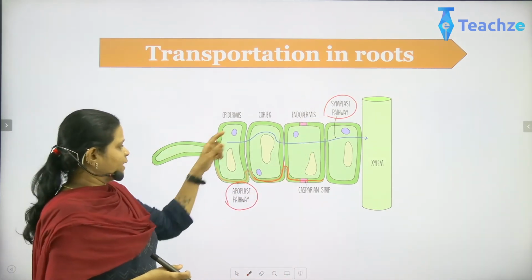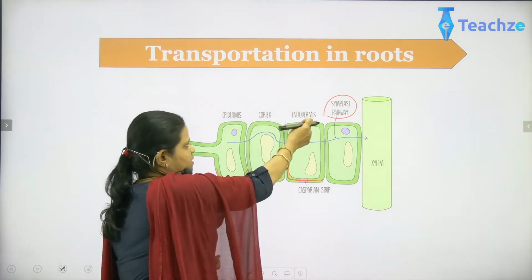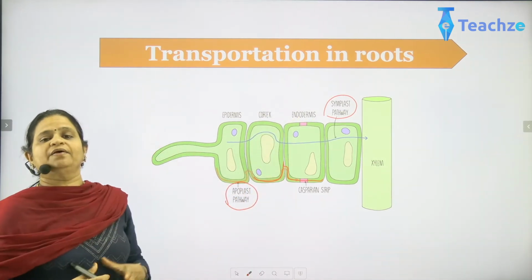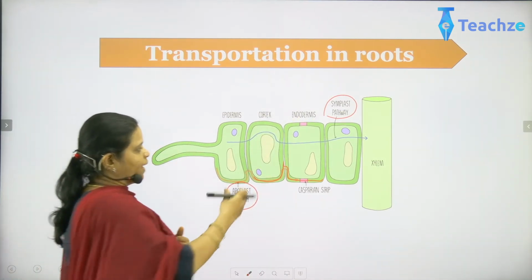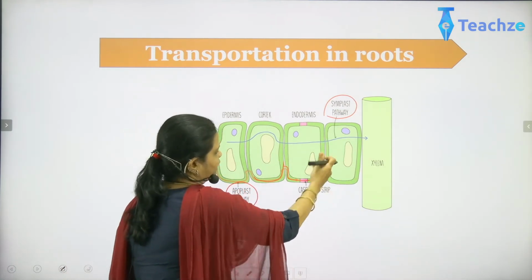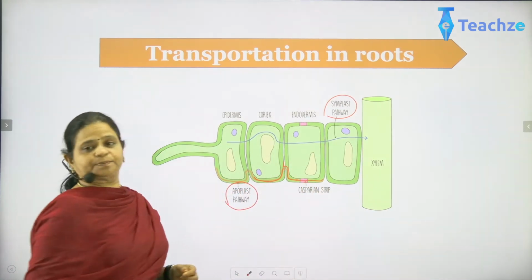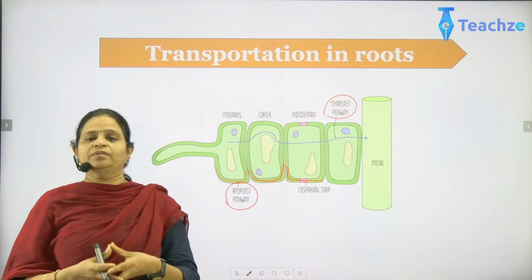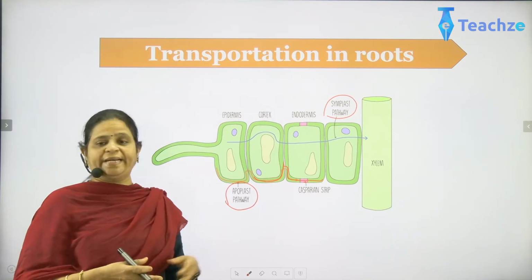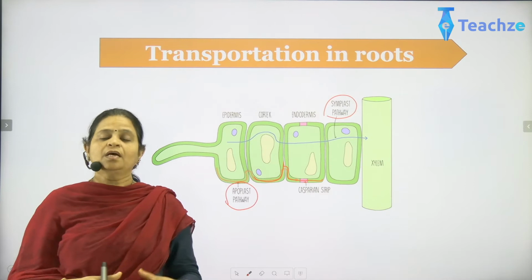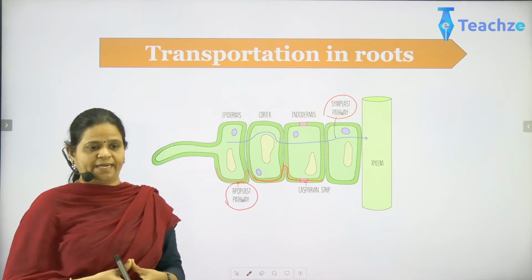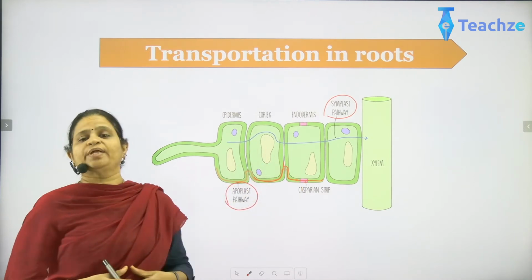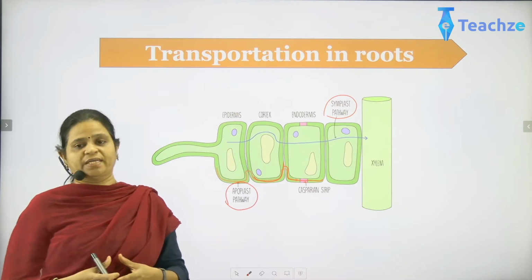So, you can see all the three parts here, right? Epidermis, cortex and endodermis, which are the different areas of the root. Now, when the water comes onto the Casparian strips level, these Casparian strips will not allow the water to go further because they are made up of a cork material, where the water cannot get inside.